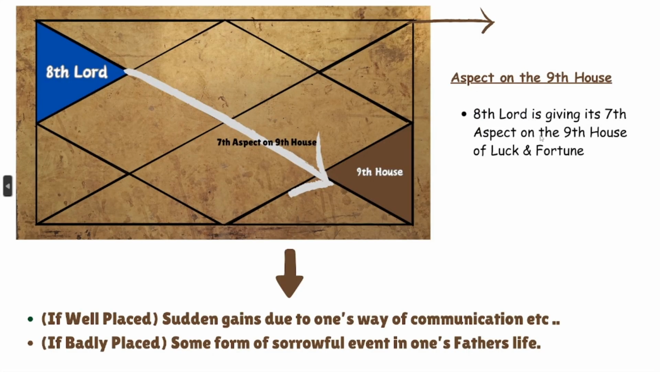Now, eighth lord sitting in the third house is giving its seventh aspect on the ninth house of your luck and fortune, ninth house of your father. So, if this is well placed, then one can gain suddenly due to one's unique way of communication, especially communication in the fields which we had discussed in the previous slides. If it is badly placed, then some form of sorrowful events could happen in one's father's life.